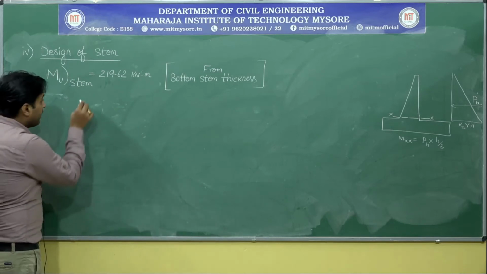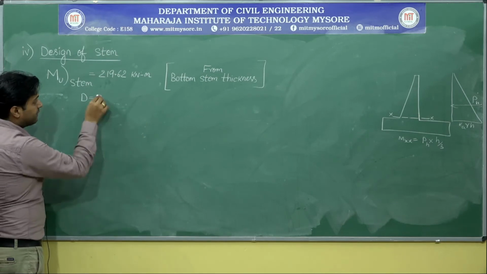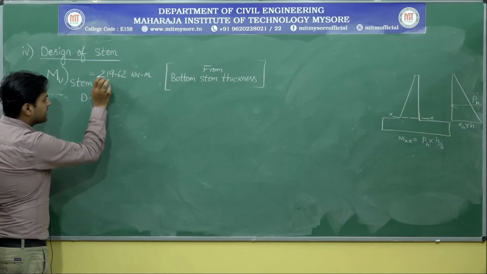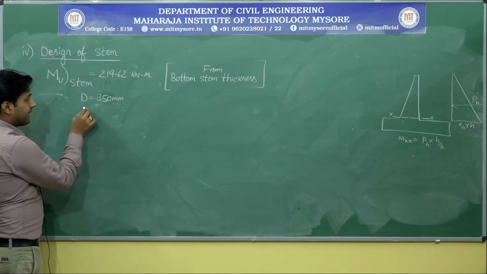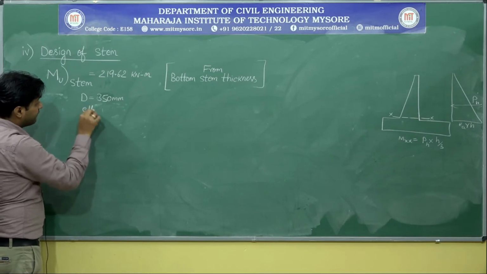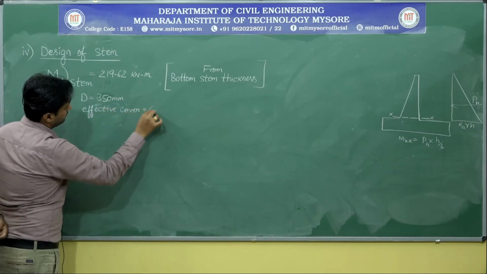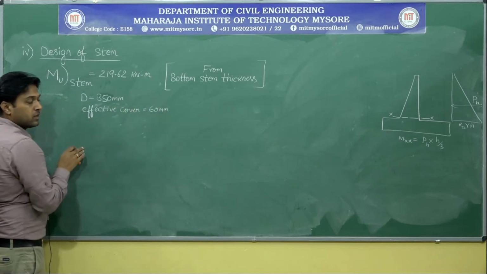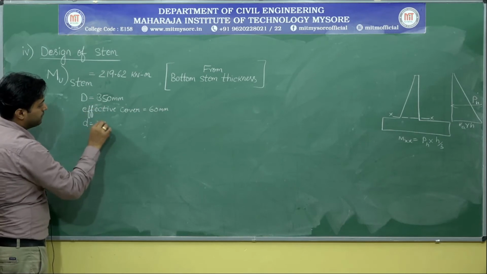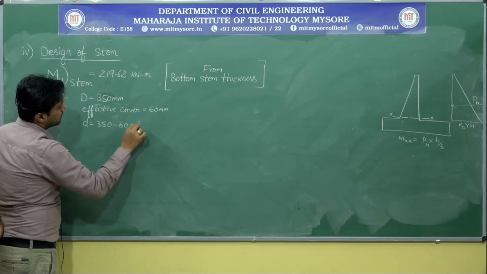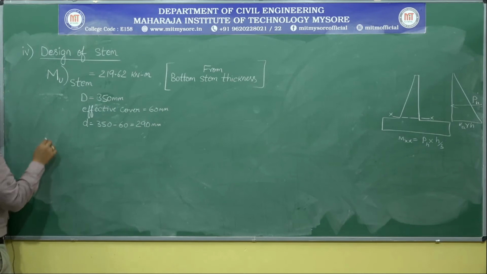Before going with that, what is the depth of that stem? Overall depth in the horizontal dimension is 0.35, or I can say 350 mm. What is the effective cover I have assumed? Remember, it is 60 mm. Then what will be small d? Small d is the effective depth, which is the overall depth minus the effective cover. So it's 290 mm.